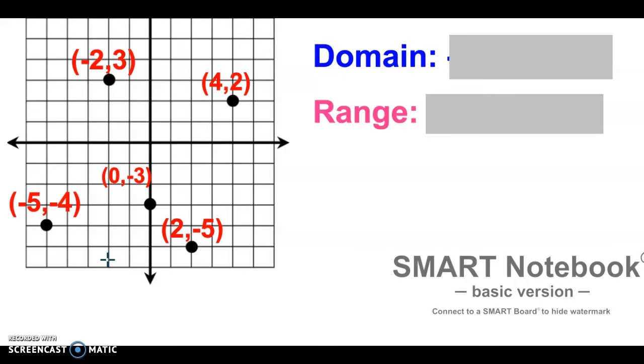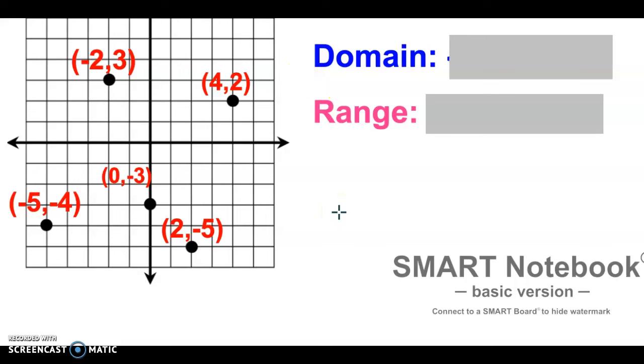So the first thing here is I was just given the graph with these points on it. The first step to find the domain and range of a graph like this is you need to find the ordered pair that represents each point. So here, I found the ordered pairs, I typed them on here in red.